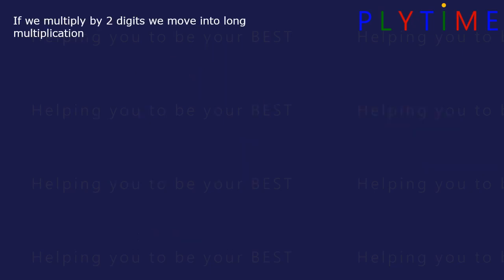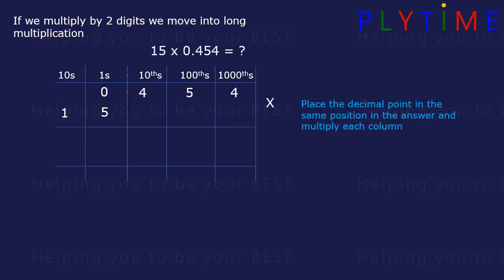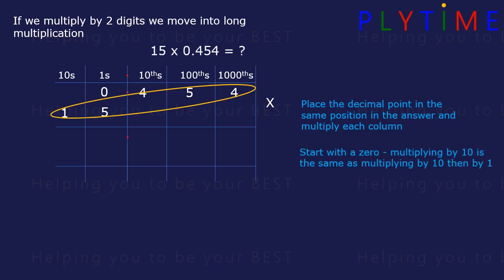Don't forget, if we multiply by two digits, we move into long multiplication. 15 multiplied by 0.454. Let's put our numbers into the right columns, lining up the decimal point, and make sure that we put the decimal into the same place in the answer. Then we start to multiply each column. We start with the tens. We have to add a 0 into the first column. Multiplying by 10 is the same as multiplying by 10 and then by 1. So add the 0 in the first column.